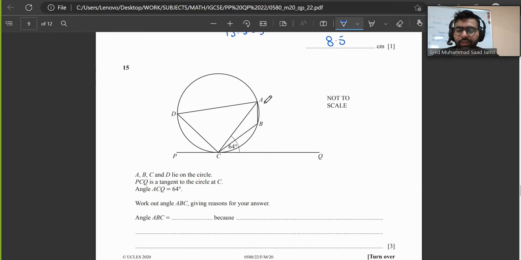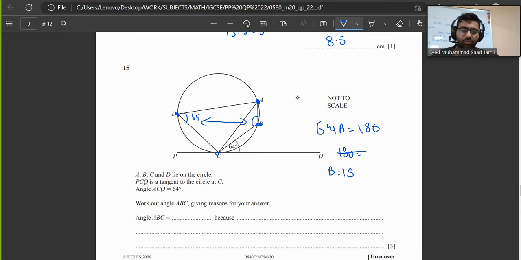Moving on to the next question, work out the angle ABC, give reasons for your answer. They are asking you for this angle. So if you look at it, this is adjacent, so this side is also going to be 64 degrees. And if you look at the figure once again, all these four sides are touching the corners of the circle. So that basically means opposite angles sum to 180 degrees. So which means 64 plus b equals 180. b equals 180 minus 64, which is going to be 116.